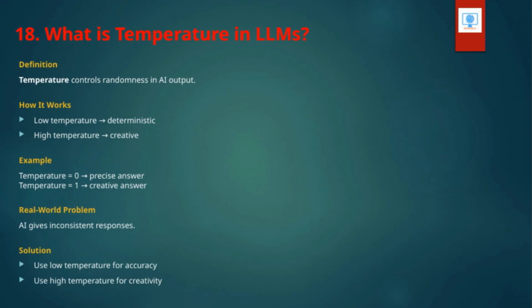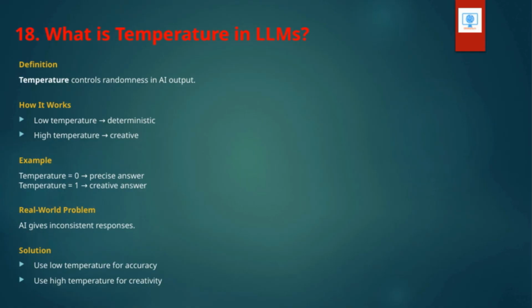Well, a low temperature, like close to 0, makes the output more deterministic. That means it tends to give more precise and consistent answers. On the other hand, a high temperature, closer to 1 or above, increases randomness, encouraging the AI to be more creative and diverse in its responses. For example, if we set the temperature to 0, we get a very precise answer, more straightforward and predictable. But if we bump it up to 1, the response becomes more imaginative and varied.